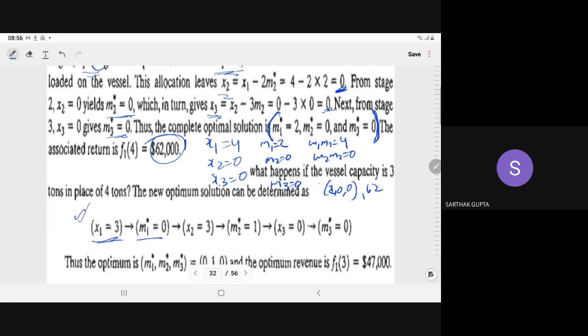$47,000. So that is written here. So sensitivity also you can do. If it is 3 tons instead of 4 tons, then x1 is equal to 3, so m1 is equal to 0, then x2 will be 3, then m2 is equal to 1, then x3 is equal to 0, m3 will be 0. So the optimal combination will be 0 1 0, and total revenue will be $47,000.